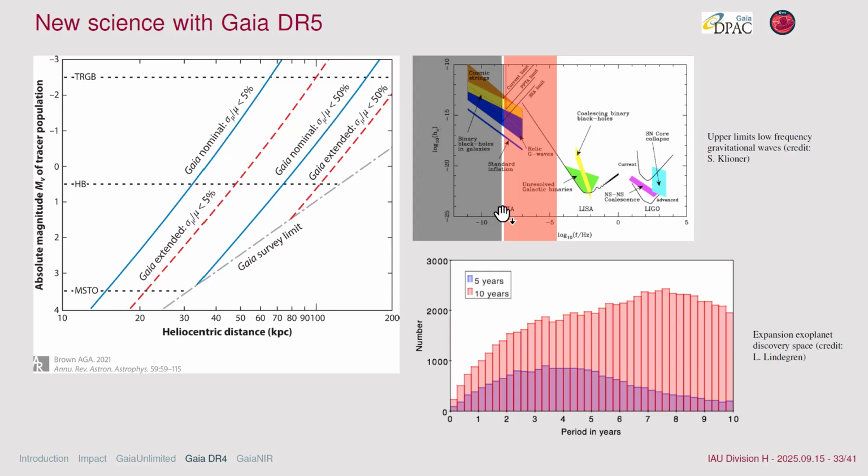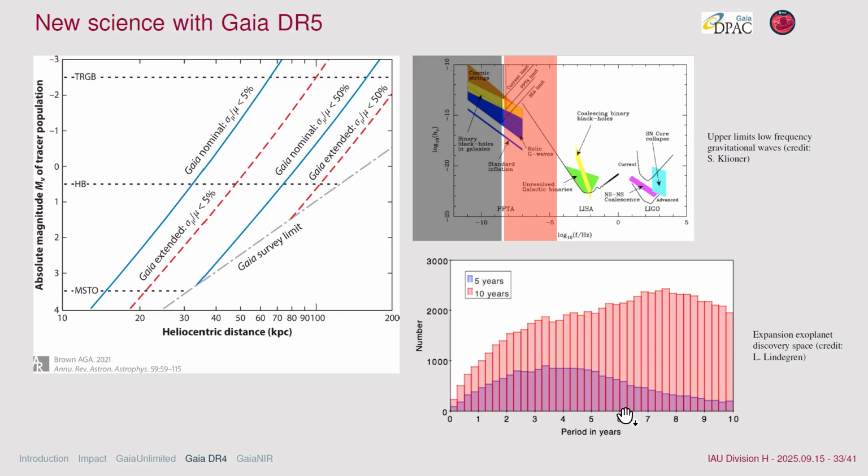Another thing that is possible with Gaia DR5, we're not yet sure what will exactly come out, but maybe we will be able to put upper limits on very low frequency gravitational waves, so very well below the LISA band, by examining the all-sky astrometry and essentially looking at residuals that might be indicative of the effect of gravitational waves. This is very much to be determined if it's possible.